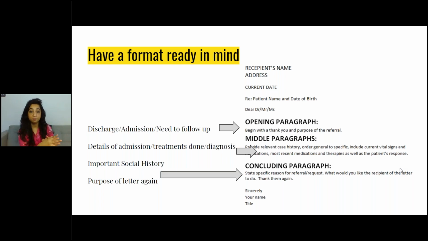Then in the concluding paragraph, I'm going to reiterate, or repeat, the purpose of the letter again, and I will thank the doctor for their help because I'm a polite person and I have marks on the OET writing for this. So that's how, now starting from the task, going on to the case notes, I now have a format ready in my mind before I start actually writing my letter.